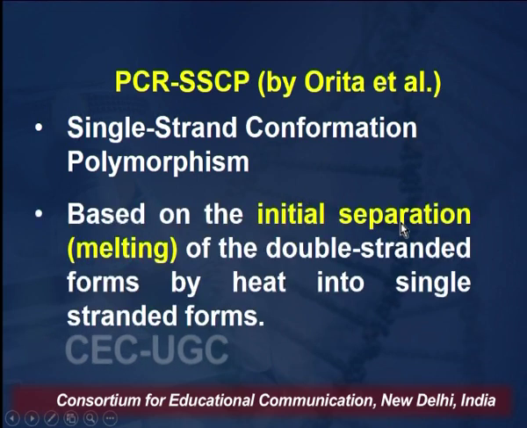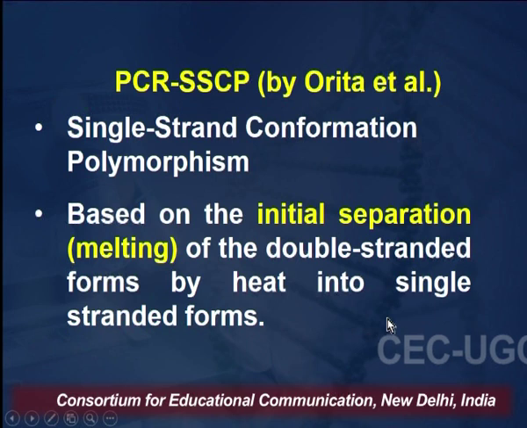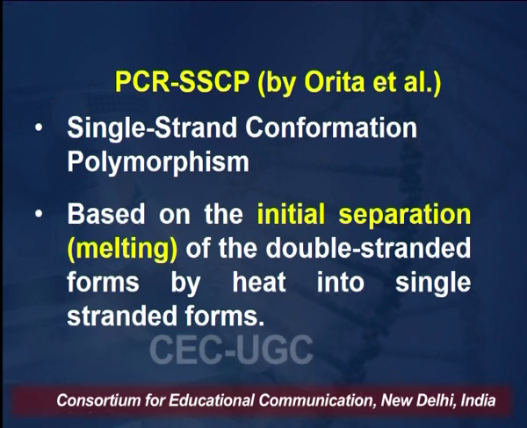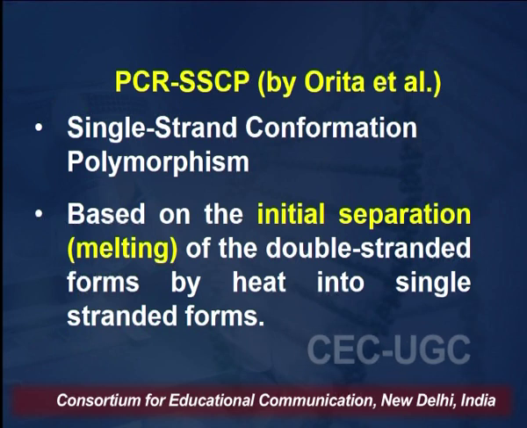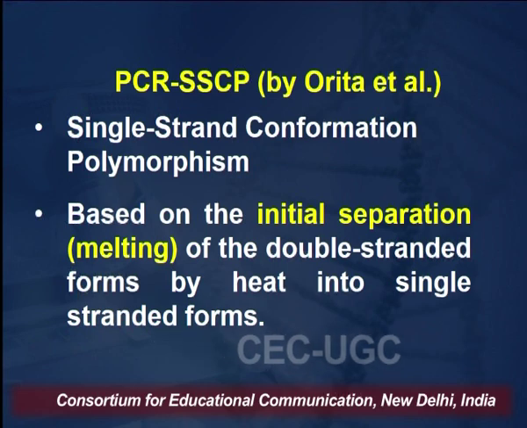So, based on the initial separation or melting of the double-stranded forms by heat into the single-stranded form. The first step in this method is to basically separate the double-stranded form of DNA. The initial separation, which is done by heat, is generally called melting, whether done by heat or salts or anything. So, when the two strands separate, they will result in the formation of single-stranded forms.